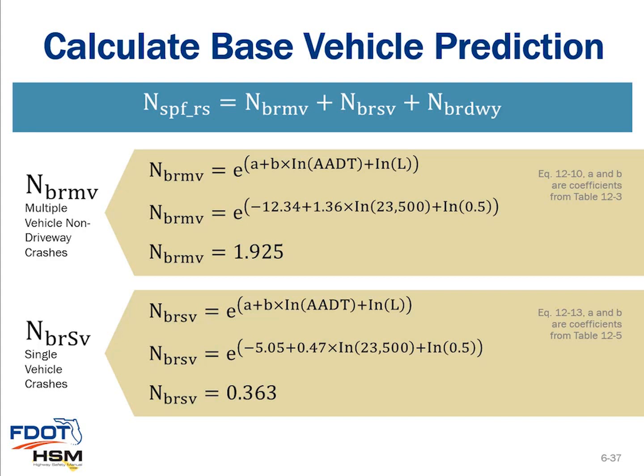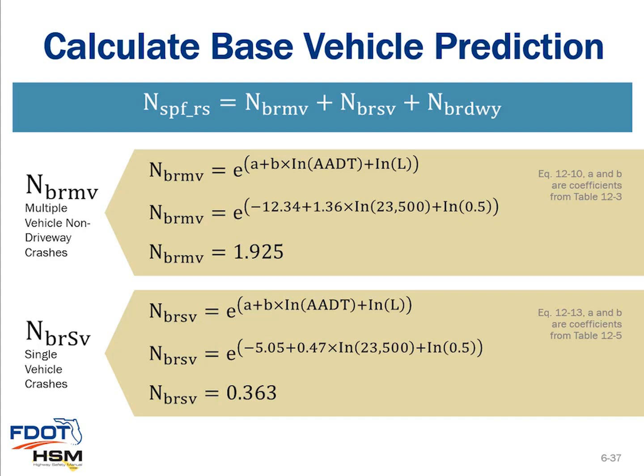Again, the base motor vehicle part of the SPF is the sum of motor vehicle non-driveway crashes, single vehicle crashes, and driveway crashes, as is demonstrated in the formula at the top of the slide. Looking at that motor vehicle non-driveway crashes, you can go through and see the different factors that we do. The A and B is taken from Table 12-3. We were given the average annual daily traffic of 23,500, and the length is 0.5 miles or half a mile. And we go through the calculation to determine the N predicted for multiple vehicle non-driveway crashes to be 1.925.